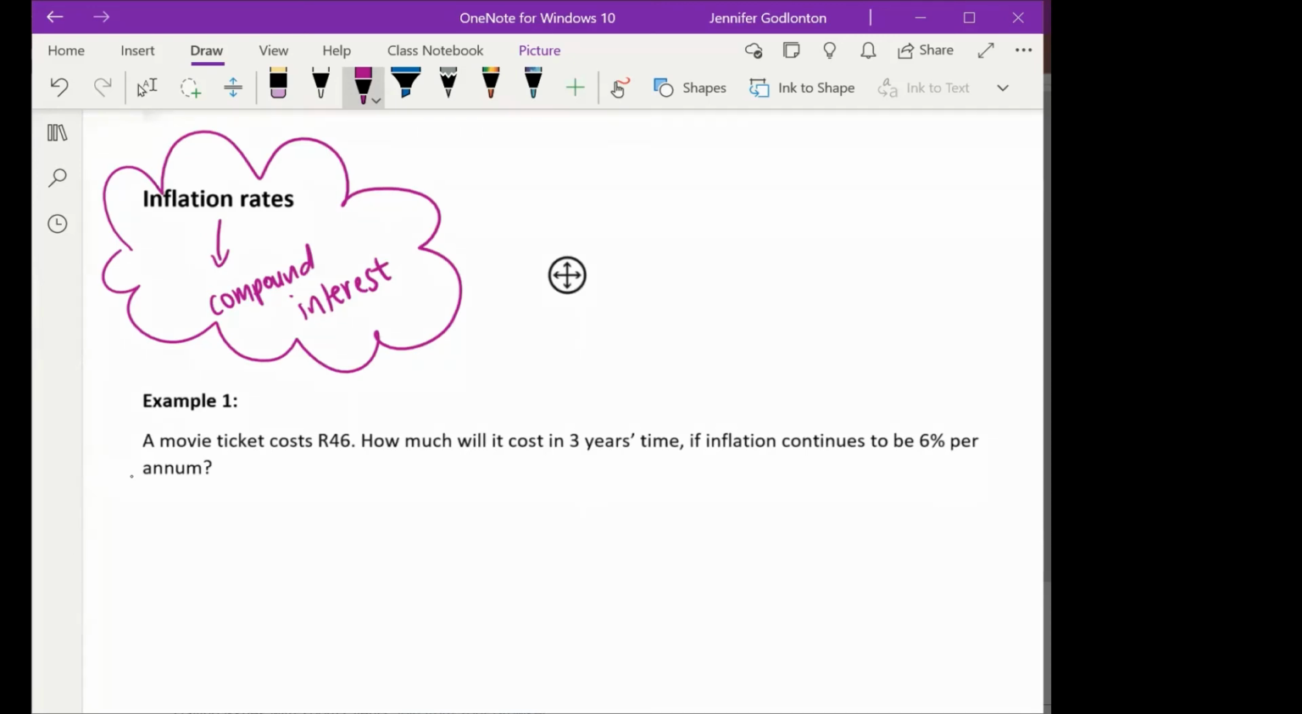Yes, exactly. So inflation uses the exact same formula as compound interest. Okay, so Tafadzwa's got 54 and 28. Let's see, do people end up agreeing with her or are they not?